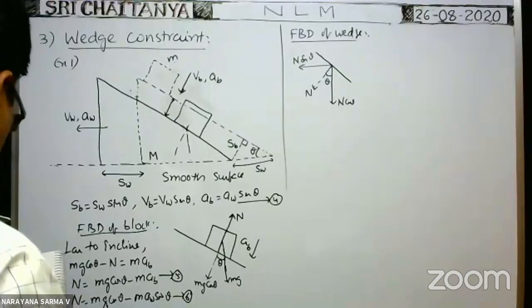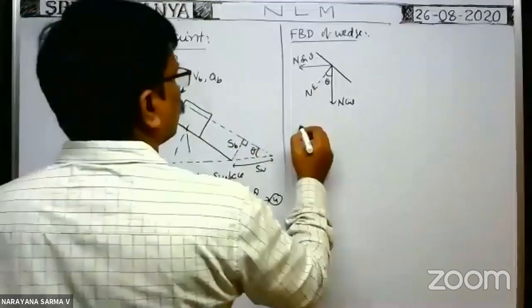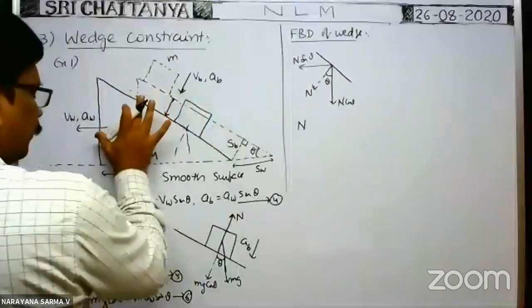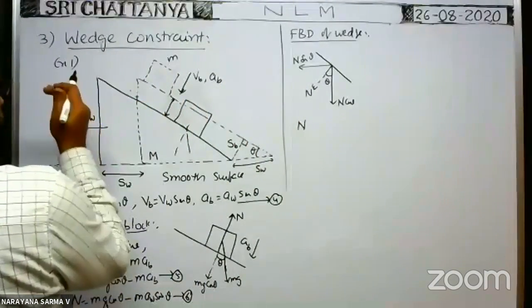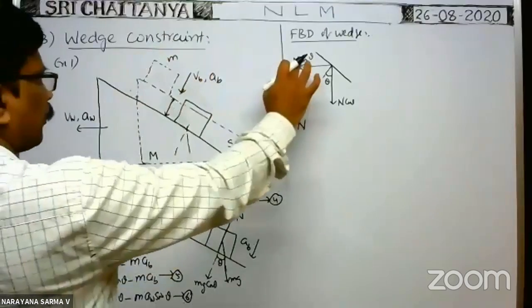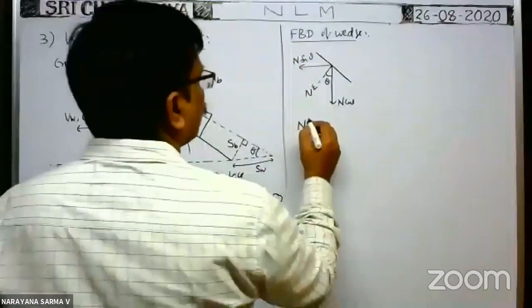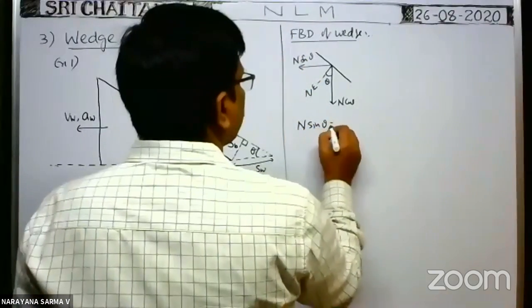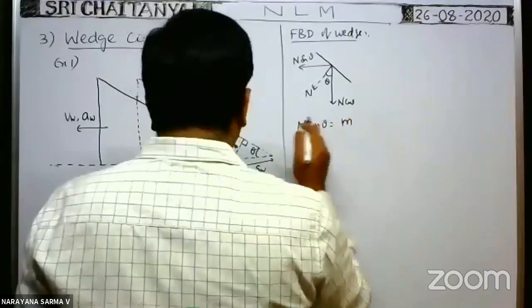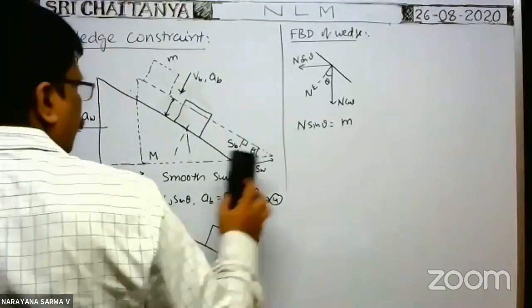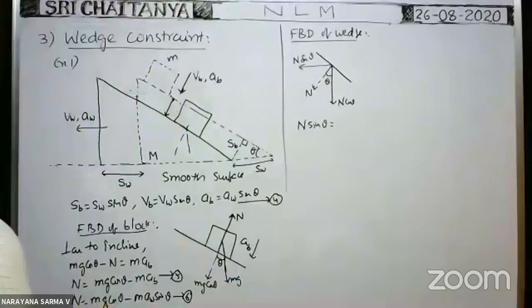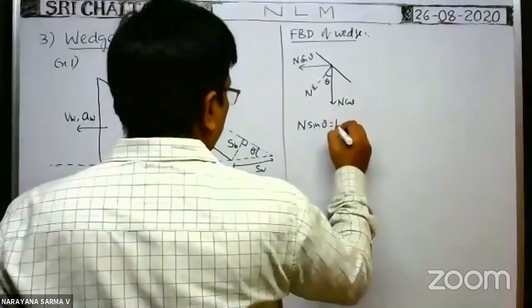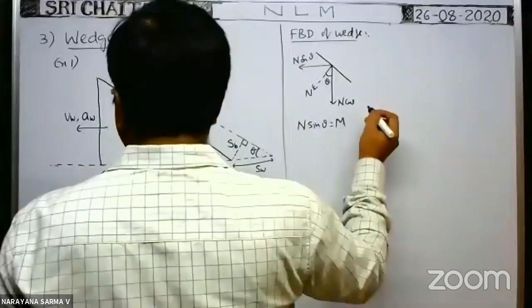So what is that acceleration? On the wedge, along the horizontal direction towards the left, the only force component that acts is n sin theta. So n sin theta is equal to the mass of the wedge, that means capital M, into the acceleration of the wedge.